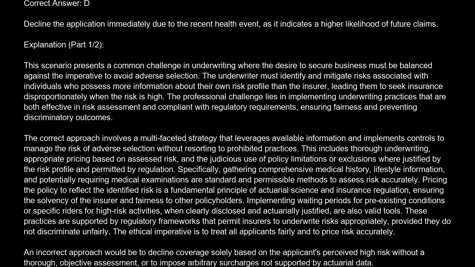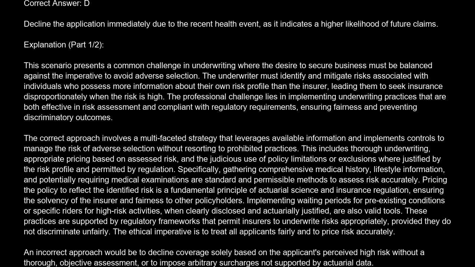Specifically, gathering comprehensive medical history, lifestyle information, and potentially requiring medical examinations are standard and permissible methods to assess risk accurately. Pricing the policy to reflect the identified risk is a fundamental principle of actuarial science and insurance regulation, ensuring the solvency of the insurer and fairness to other policyholders.